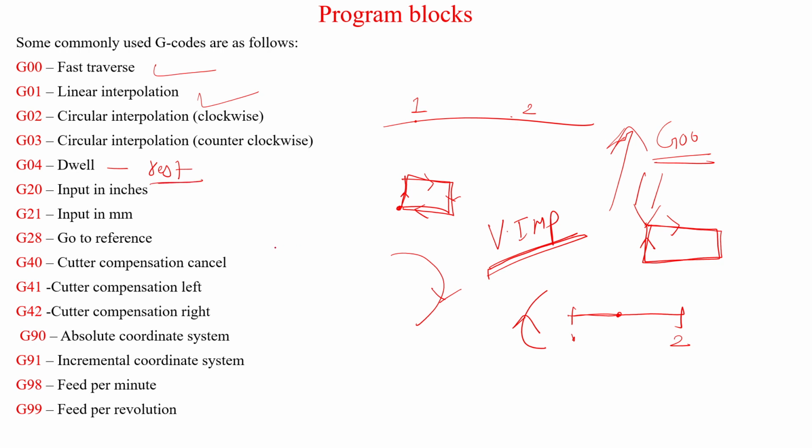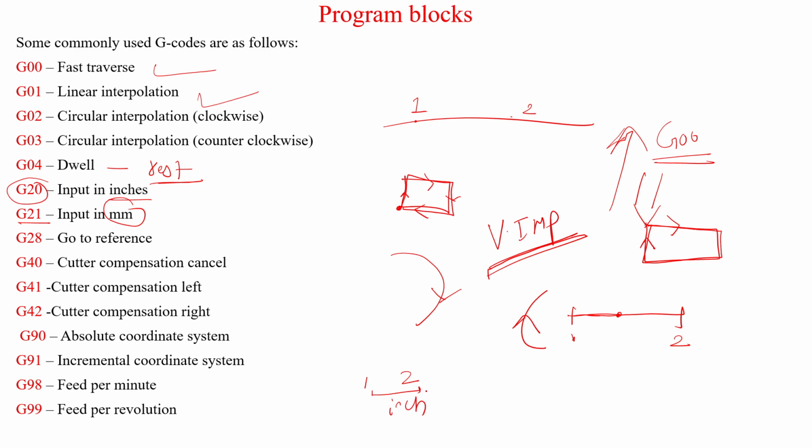Okay. Now G20. You are moving from here to here to here, each point, right? Then how are you moving? If your increment is in inches, you have to give G20. If your increment is in mm, you have to give G21. For example, you are going from 1 to 2 here. If it is in inches, you give G20, and if it is in mm, you give G21.